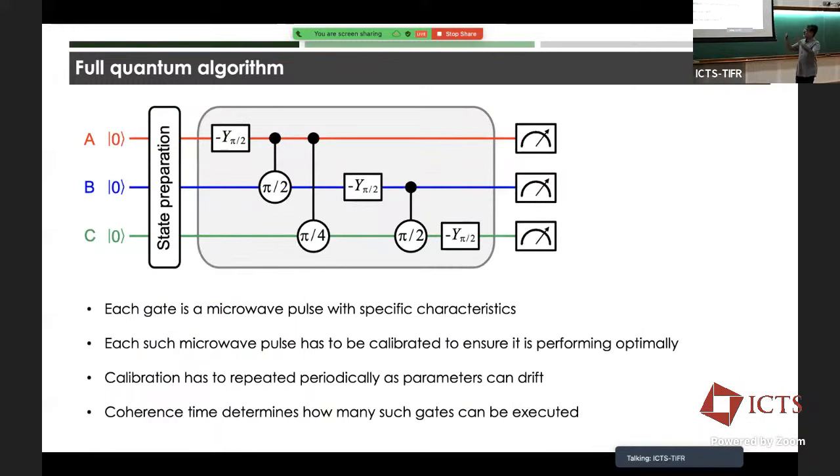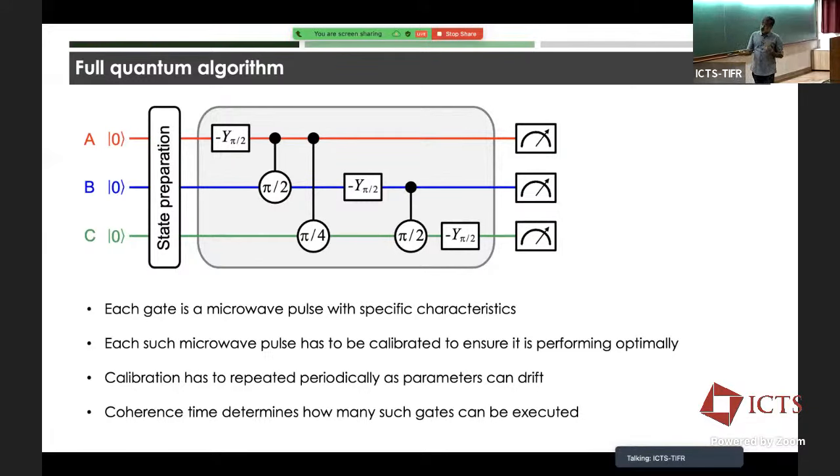Okay. So once you have all of that, at the end, the quantum algorithm is just a sequence of operations. And those gates, quantum gates, single qubit or 2 qubit gates, are just a microwave pulse with specific characteristics. Each such microwave pulse has to be calibrated. You have to know the exact shape and the length and everything. You have to do it precisely so that you know it's doing the operation you intend. And these calibrations often have to be repeated periodically in time because your electronics drifts, you no longer have the same pulse, so you have to do these calibrations over and over again.